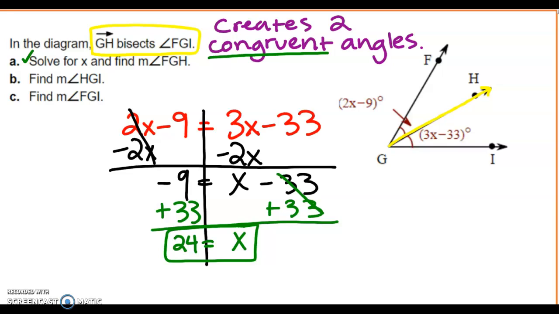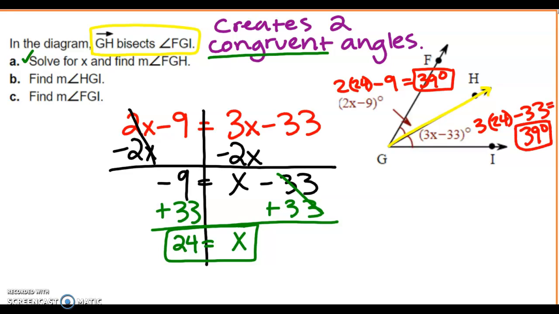So let's do it. So 2x minus 9. And we know that x is 24. So 2 times 24 is 48. Minus 9 is 39. This small angle here is 39 degrees. Let's check the other angle. 3x minus 33. And we know x is 24. 3 times 24 is 72. Minus 33 is also 39. Good, they came out equal. That's important. Those two angles should be equal.